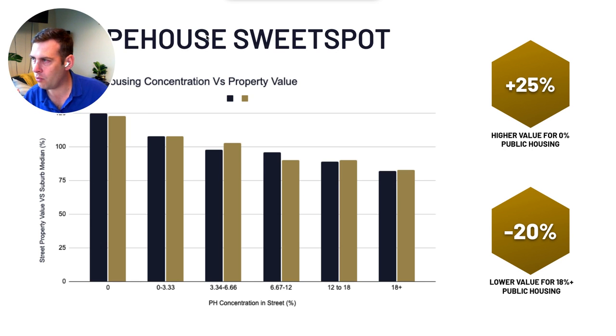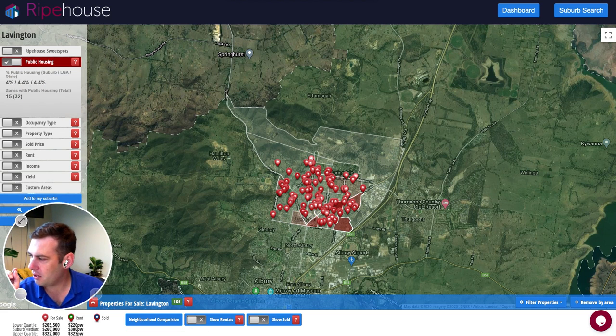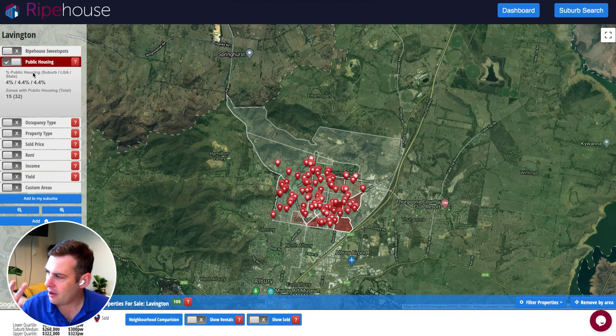Now, this is research that we did in 2013. We have evolved it on from that point. These are some software tools that we have here at Ripehouse Advisory.